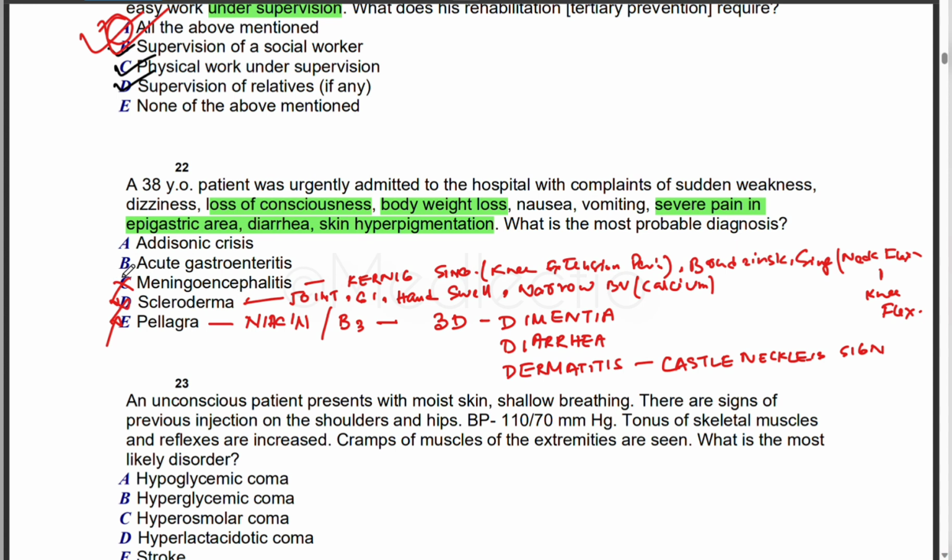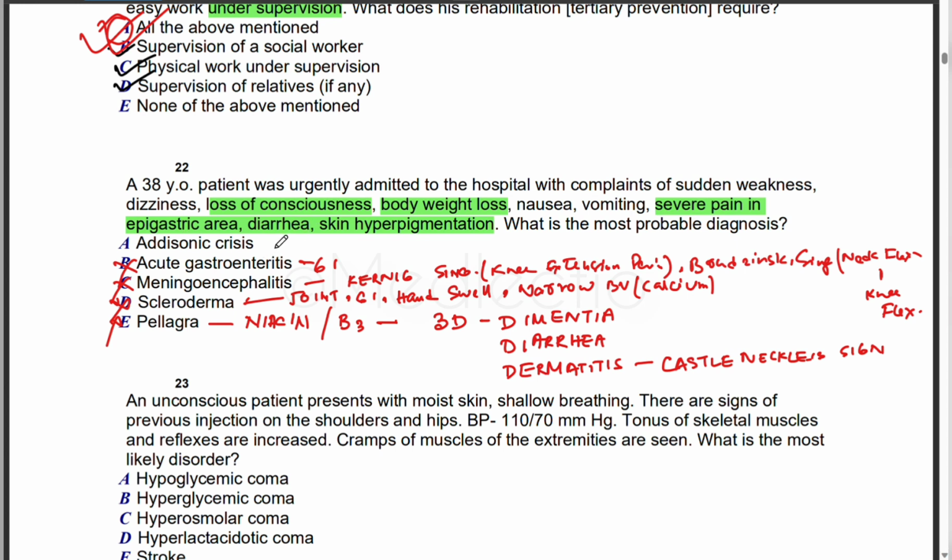Acute gastroenteritis, you will have the GI symptoms. Here we don't have any specific GI symptoms. There is only nausea and vomiting. No history of fever too. So we are left with Addisonian crisis.